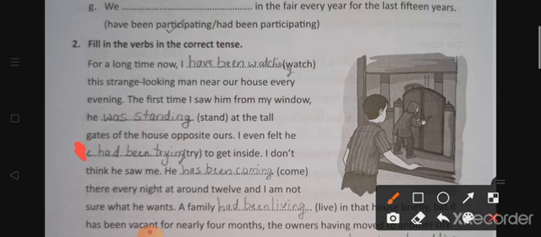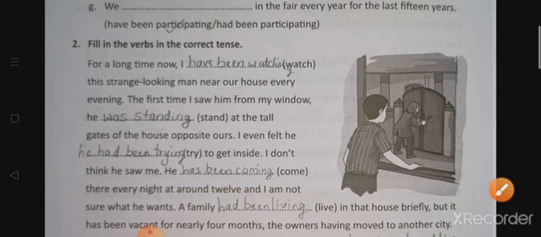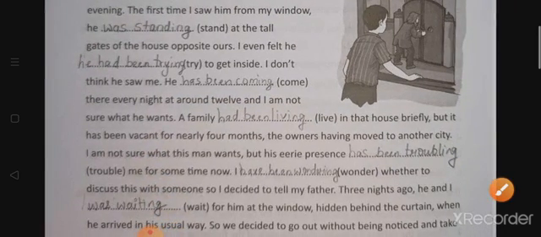I don't think he saw me. He dashed there every night at around 12 and I am not sure what he wants. That means this action happens every night, right? And when he is seeing at that moment also, he can make sure that the man is coming at that time. So this is again present perfect continuous tense. He has been coming there every night at around 12 and I am not sure what he wants.